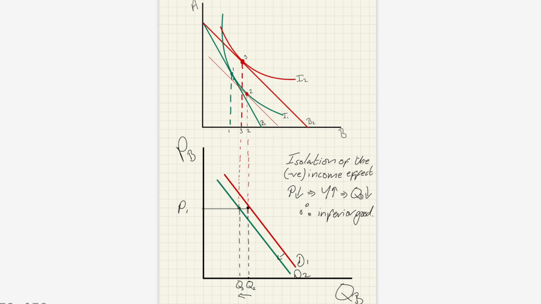So the net effect of the reduction in the price is to increase overall demand, but the income effect of that decrease in price has been to reduce demand. But the reduction in demand due to the income effect is less than the increase in demand due to the substitution effect. So this is an inferior good, but it's not a Giffen good.